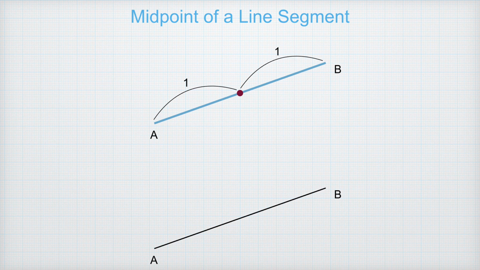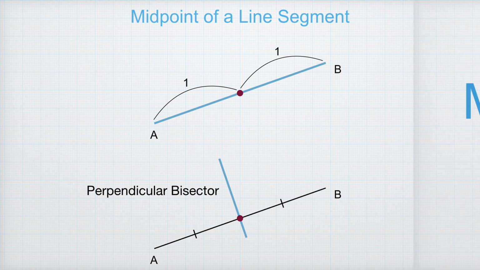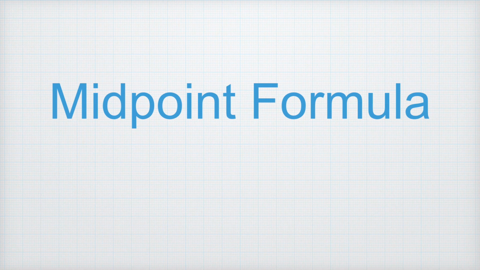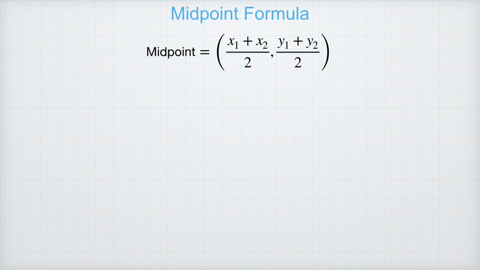A perpendicular bisector is a line that passes through the midpoint of another line and is perpendicular to that line. We will now look at the midpoint formula. The midpoint formula can be found on page 18 of your formula book.